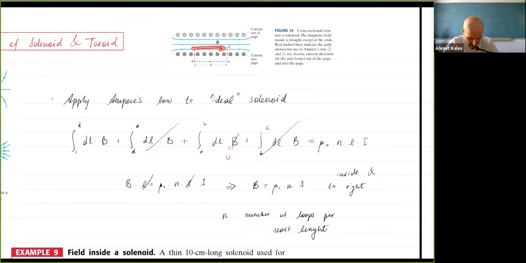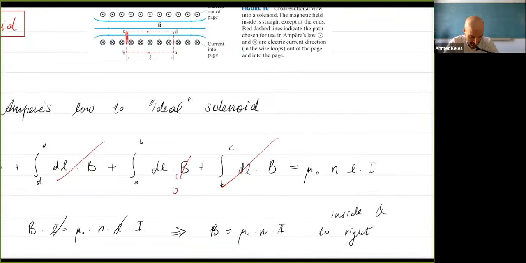From C to D, from D to A, D dot BL, from A to B, B dot DL, and from B to C, A dot BL. Now here there's a different cancellation. If you look at this, the only difference between this guy and this guy is one is coming in, the other one is coming out. Everything else, including B, is the same.